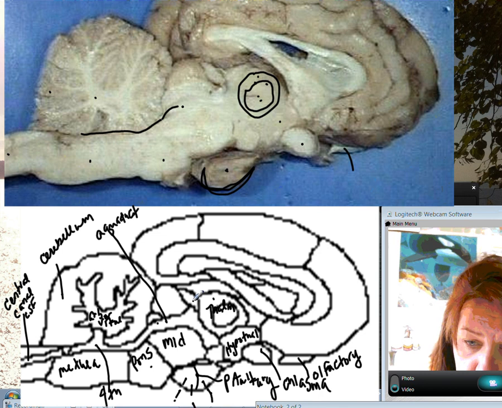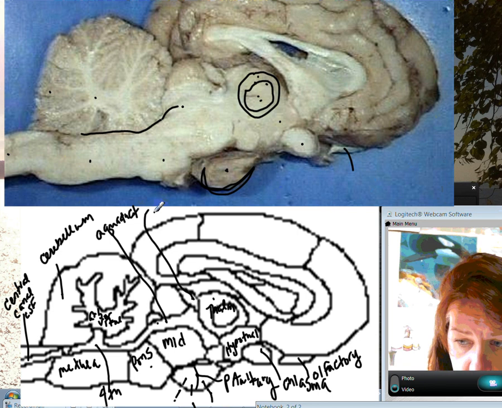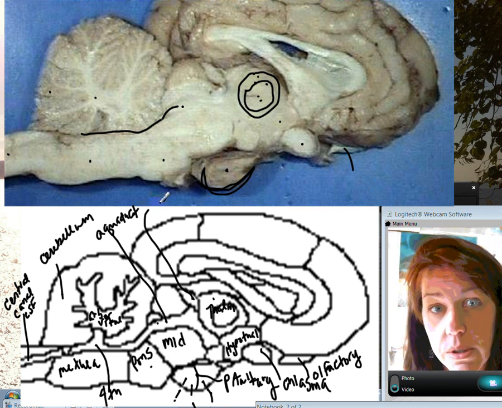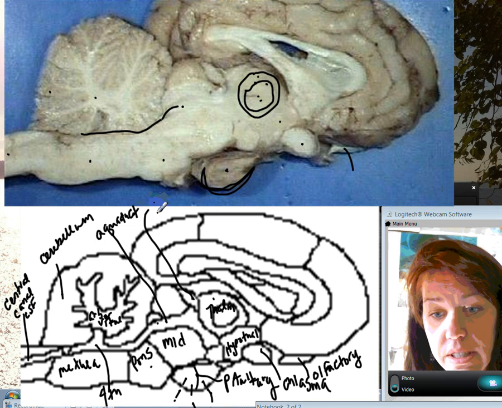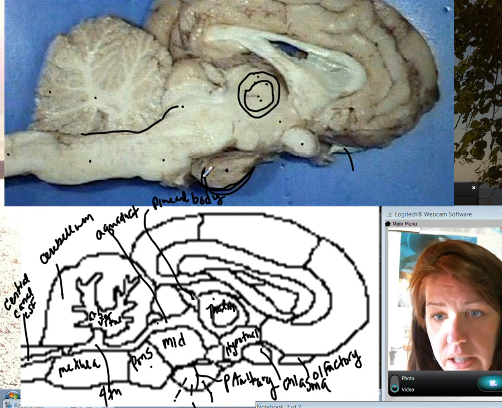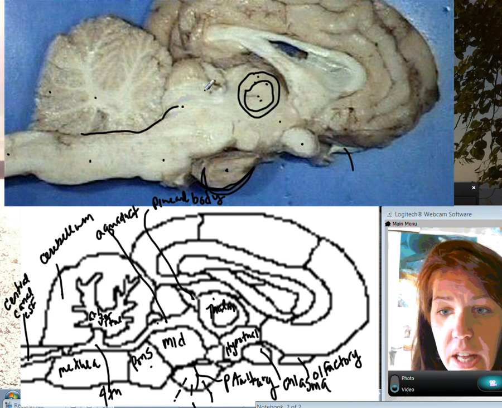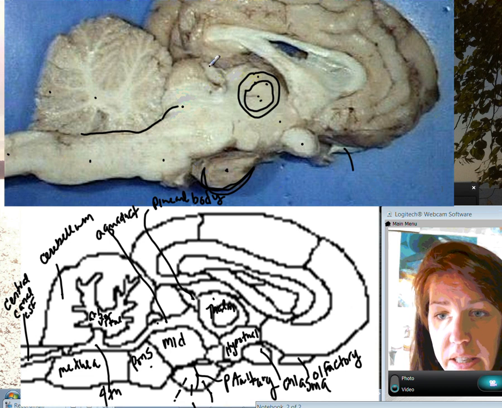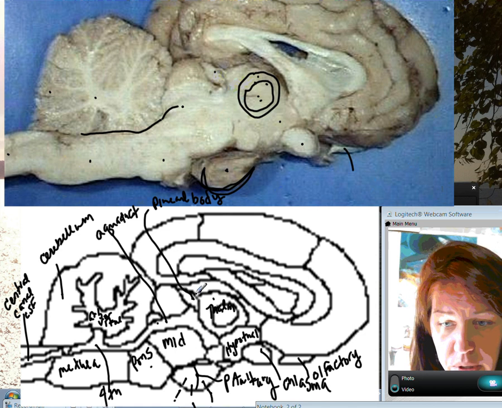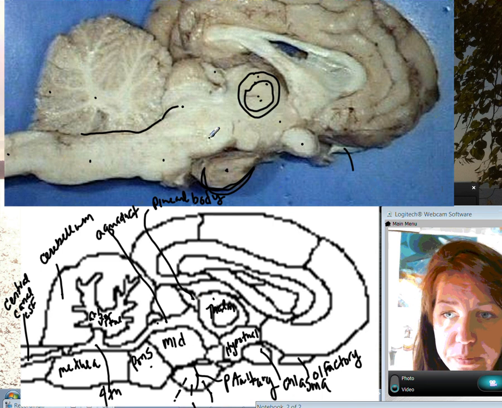This is your pineal body. Now, in the sheep, it was a darker color. Not everyone's was dark in this, which was interesting. So this is your pineal gland, or pineal body, which makes melatonin and regulates sleep. The pineal body is dorsal to the thalamus. So right there would be the pineal body, which is the pineal body here.